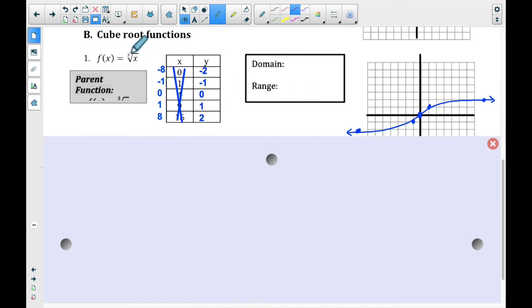All right, in this next section, we're going to be talking about cube roots. So the one up above was square roots. This time it is cube roots. And again, our parent function formatting got messed up, but this is our parent function, the cube root of x.